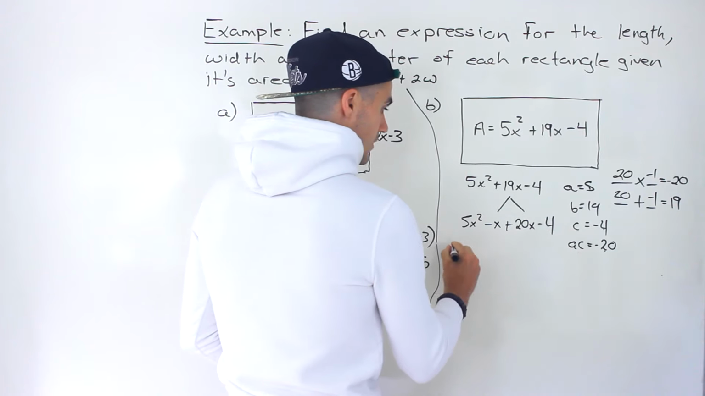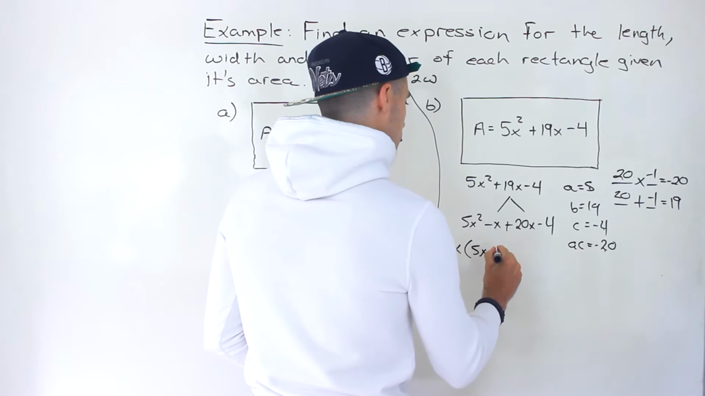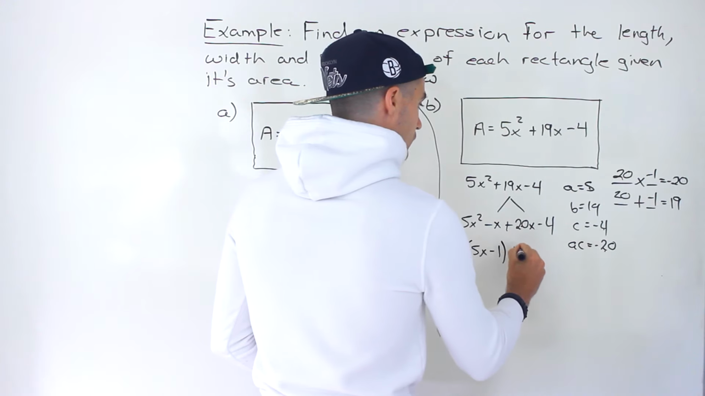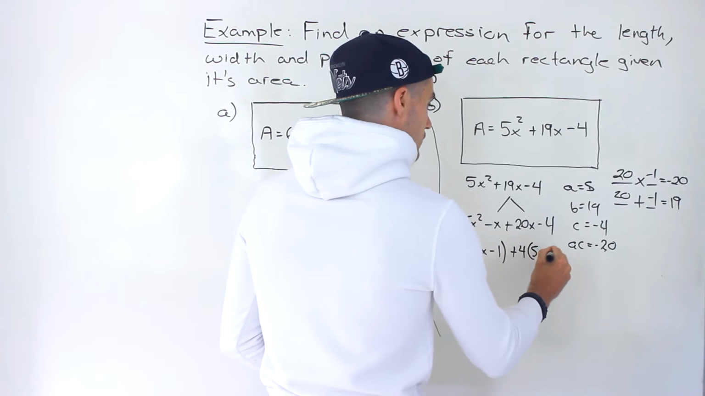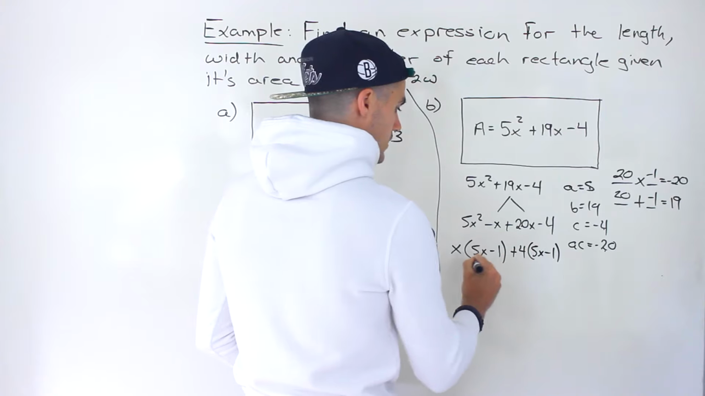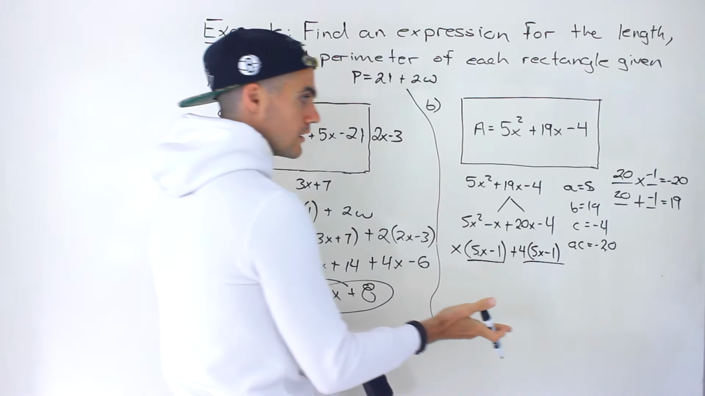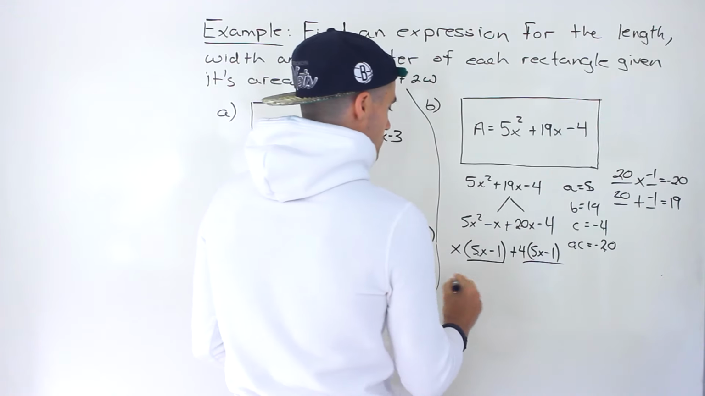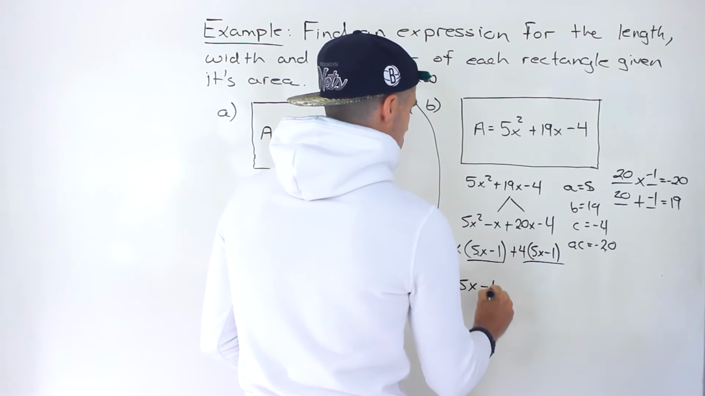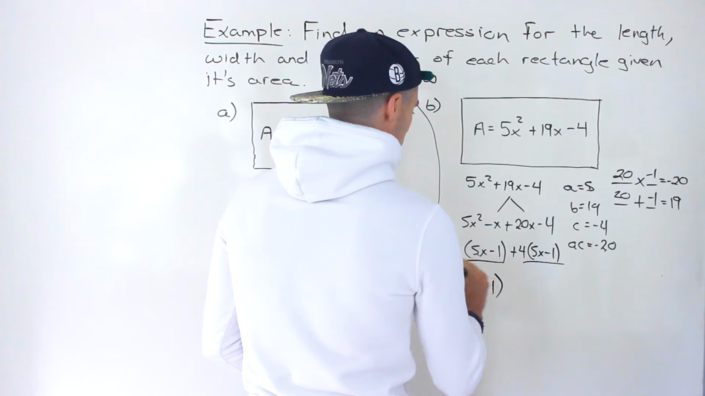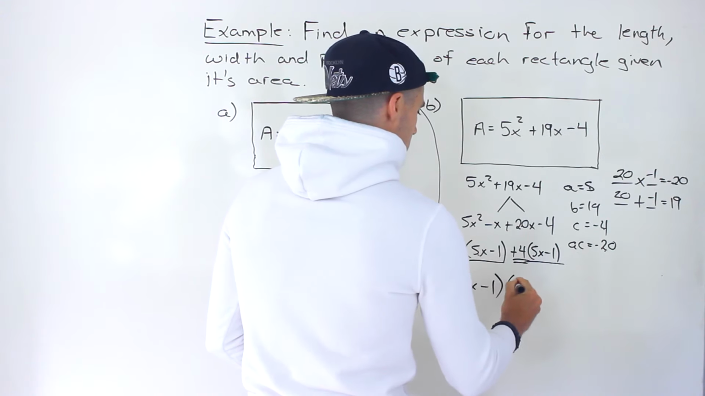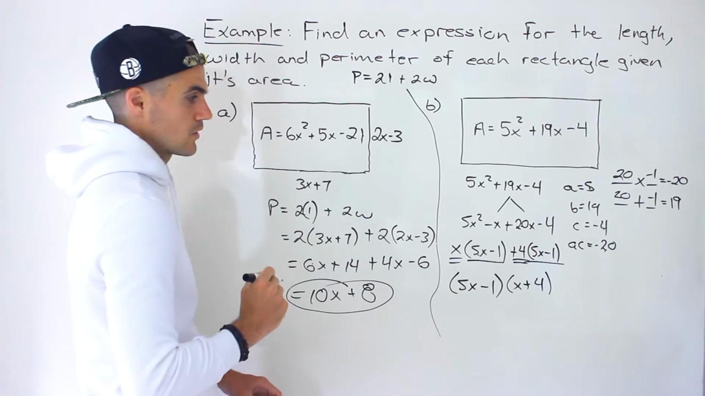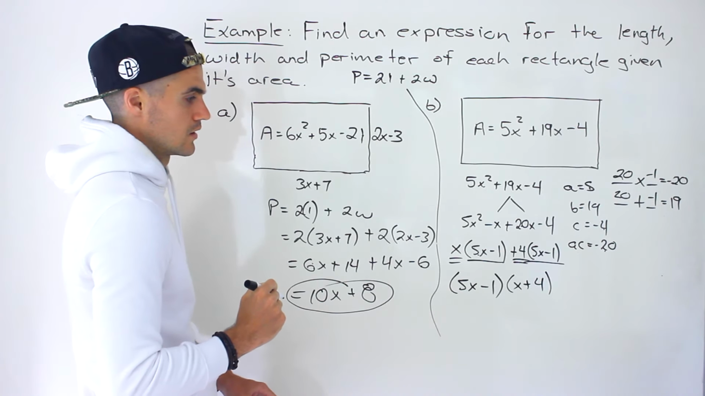From these two, I could take out an x. So we'd be left with 5x minus 1. From these two, I could take out a 4. And we'd be left with 5x minus 1. Right? These two brackets should always be the same. If they're not, you've got to go back, check your work. So it's a nice check within the process to make sure that you're doing the correct steps. So we take out the 5x minus 1, we're left with x plus 4 as the other factor.